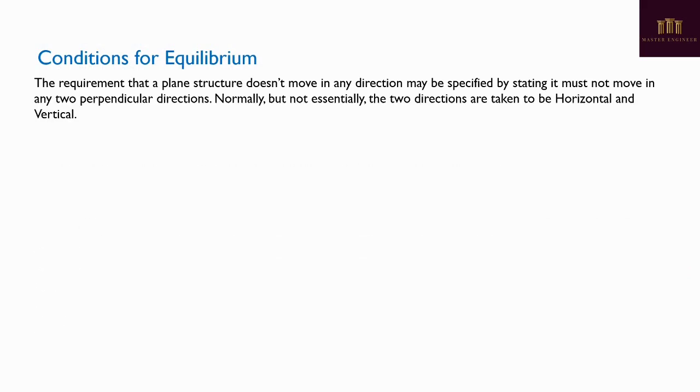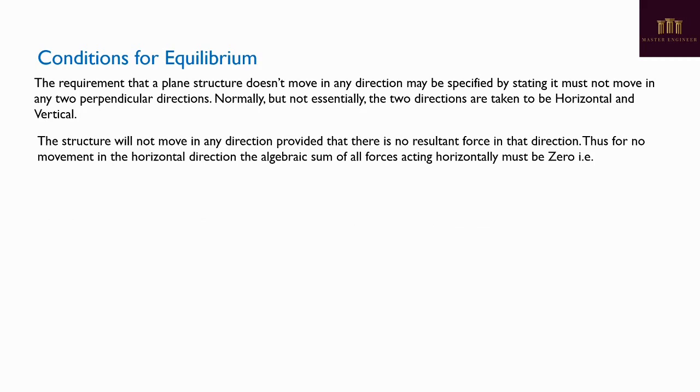Conditions for equilibrium. The requirement that a plane structure does not move in any direction may be specified by stating it must not move in any two perpendicular directions. Normally, but not essentially, the two directions are taken to be horizontal and vertical. The structure will not move in any direction provided that there is no resultant force in that direction.